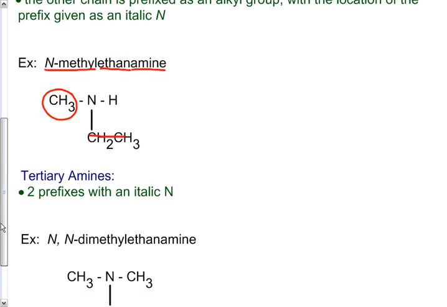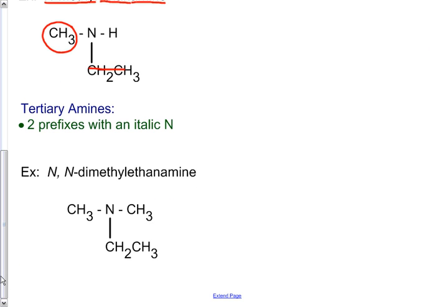On a tertiary amine, you're going to have 2 prefixes because you have 2 additional groups. Again, the parent chain is still going to be the longest carbon chain. So here, you would have an ethyl group, and on this N, you have 2 methyl groups. So you're going to say N,N-dimethyl ethanamine. So that's giving you an idea of how to name amines.